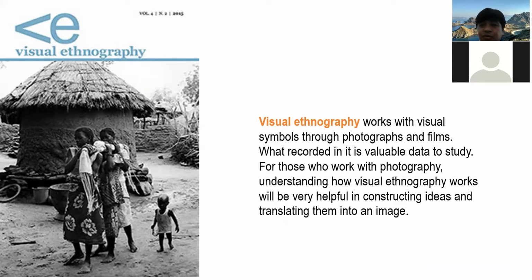proposes using symbols through photographs and films. The researchers record this situation or phenomena as valuable data to be studied. So visual ethnography always uses these two media, film and photographs, because by using this documentation, especially in this time when we have digital technology, it's quite easy to save or maintain, even to refine the quality of the photographs or the documentary film.